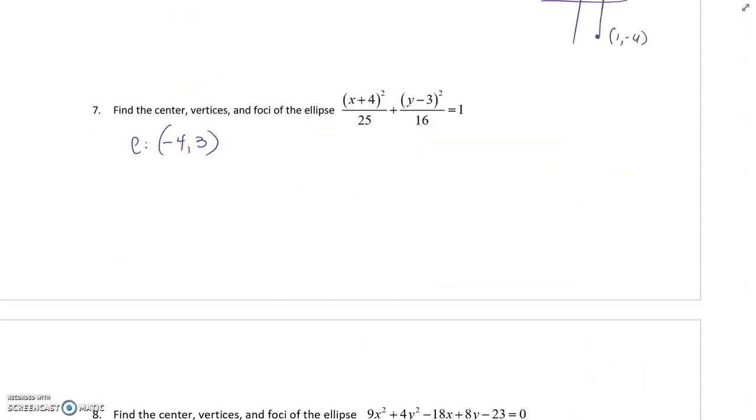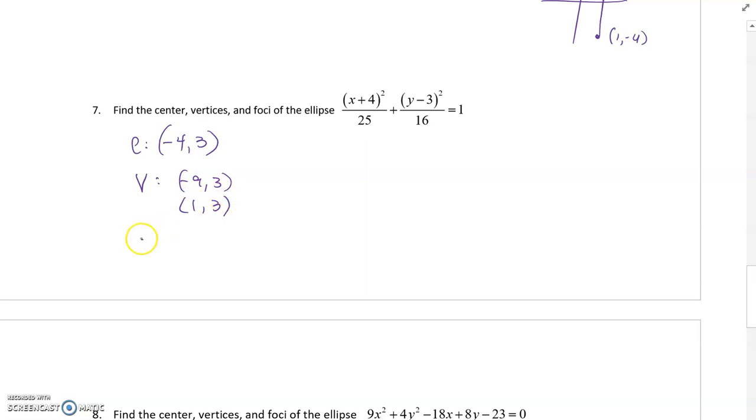In the numerators, we can figure out the center is negative 4, 3. The larger number is under the x's, so it's horizontally laid out with an a value of 5. So the vertices are going to be 5 to the left and right of that. So that will be negative 9, 3 and positive 1, 3.